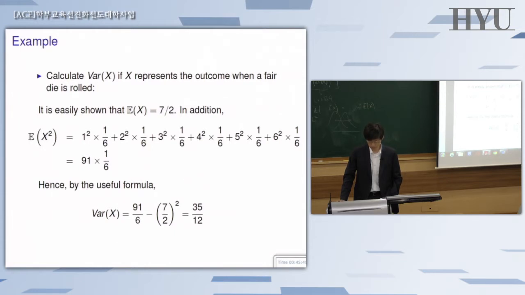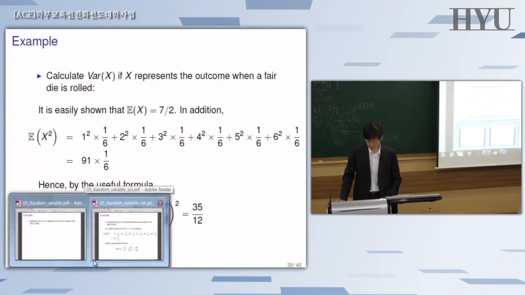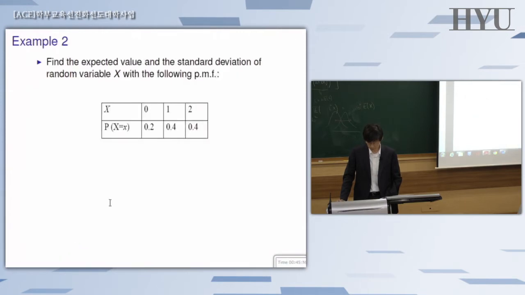Okay. Second example. Getting even simpler. Compute the expected value and standard deviation of this x when the probability mass function is the same as this given table. Three possible values, 0, 1, or 2, and then the associated probability for each: 0.2 first, and 0.4 for each of 1 and 2. So first compute its expected value and then go for its standard deviation.